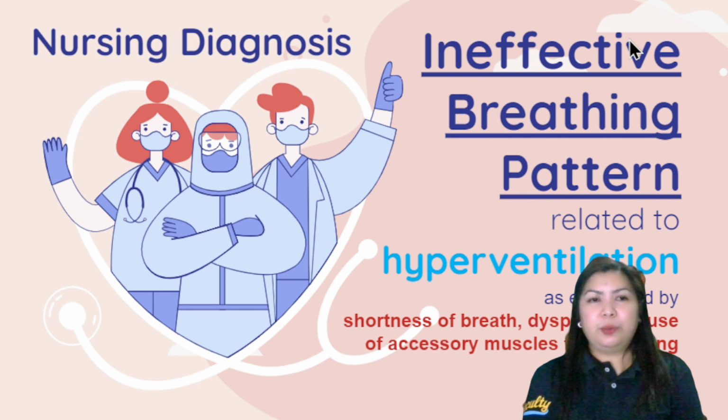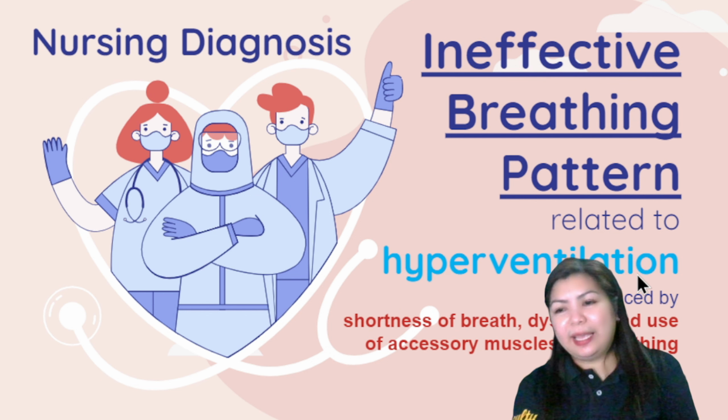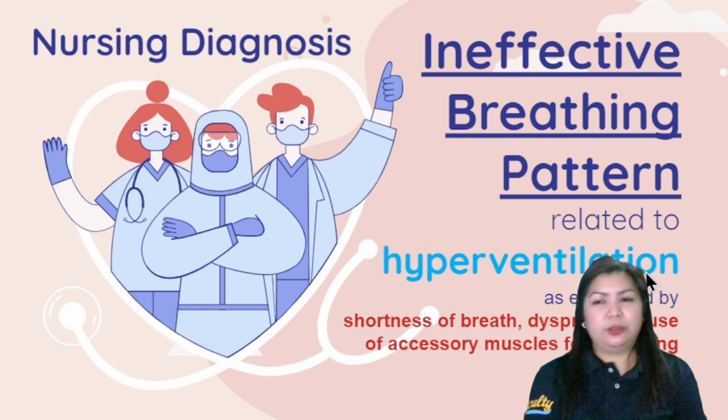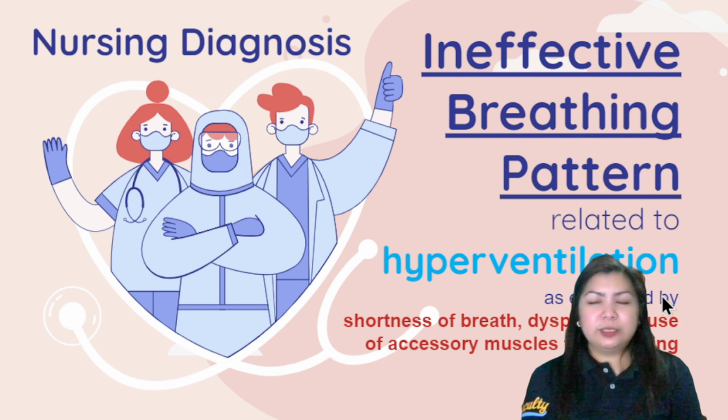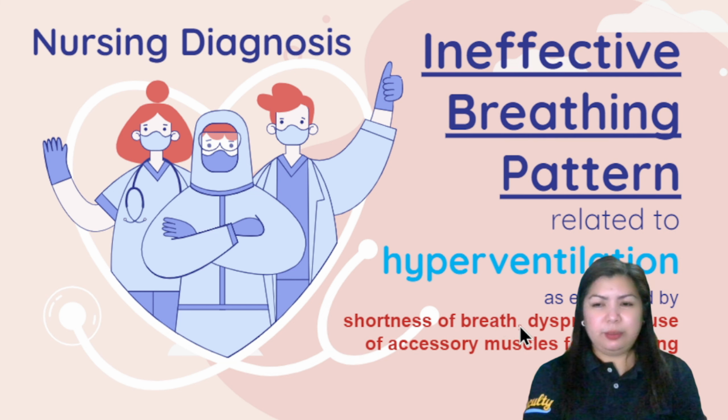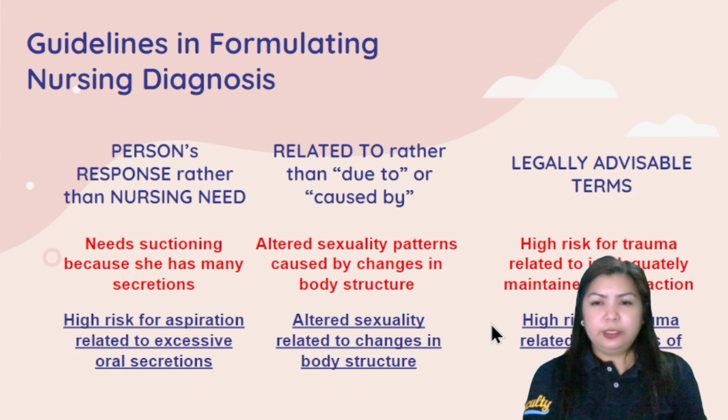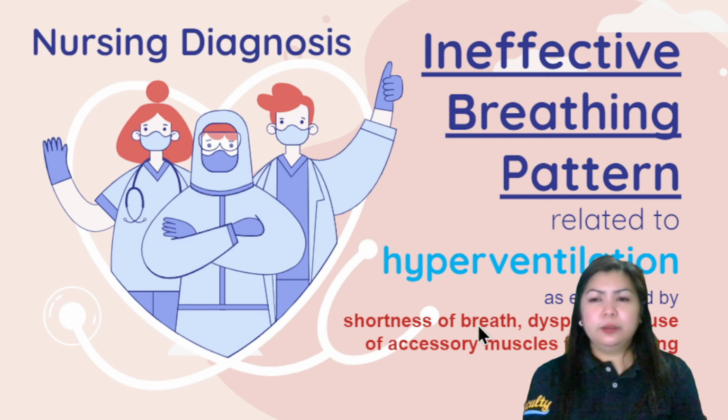You start with that diagnostic label or the problem, ineffective breathing pattern related to your etiology, which is hyperventilation, as evidenced by, so we mentioned we use 3 defining characteristics when writing them: shortness of breath, dyspnea, and use of accessory muscles for breathing. So this is how we write your nursing diagnosis.